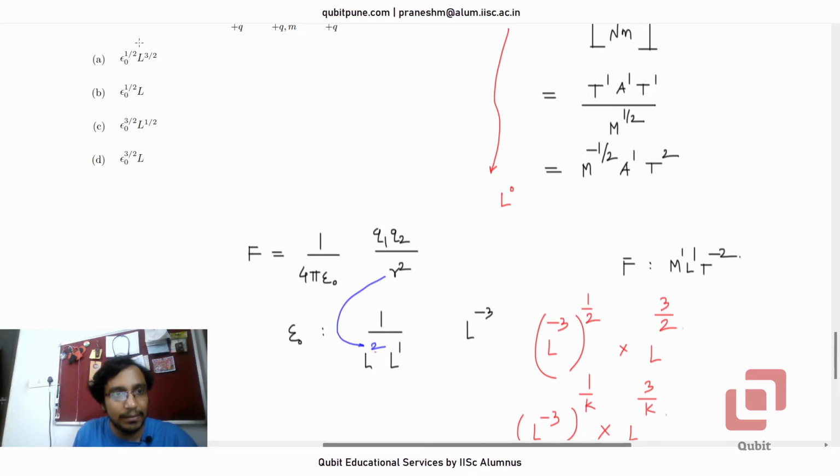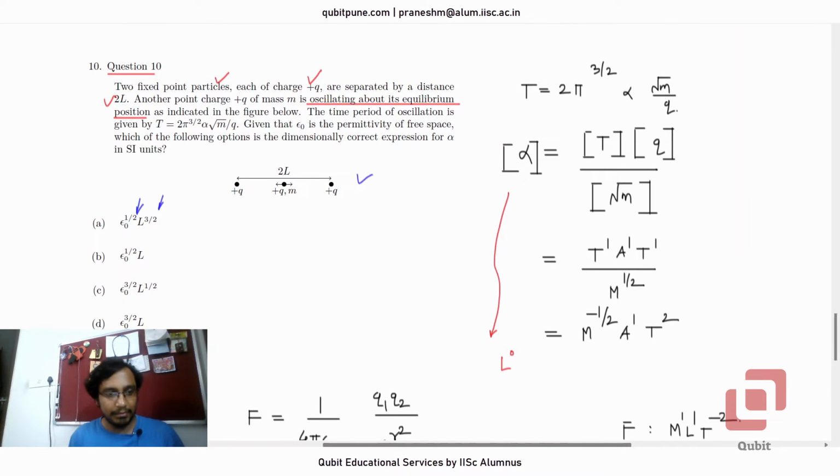In the options, the right number is 2. Epsilon naught raised to half, L raised to 3 by 2, right? Epsilon naught raised to half means L raised to negative half and L raised to 3 by 2. So that makes that option A. Okay, that makes it option A.